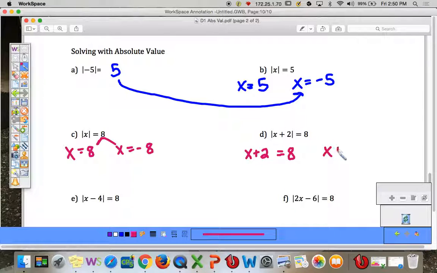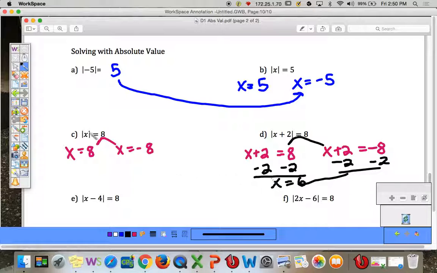But also, X plus 2, this whole thing inside here, can be negative 8. Because if we take the absolute value of negative 8, that will also get us 8. So we're going to split it into two equations, and we're going to solve each equation. So to get rid of the plus 2, we're going to subtract 2 from each side. And X will be 6, but also X will be negative 10. And you can check your answer by plugging in and making sure both sides are equal.